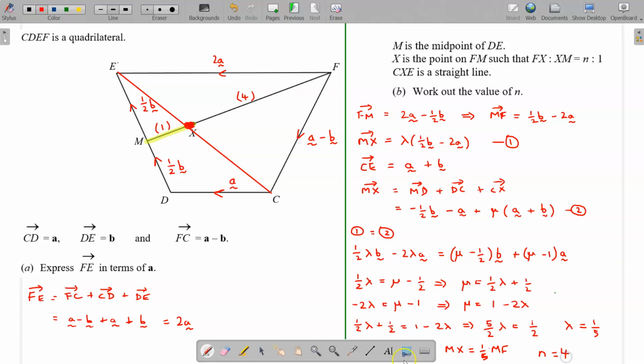And that's the answer. Now, there are other ways you could work that out. None of them would be any easier than what we've just done. So it's a grade 9 question, a lot of work involved.